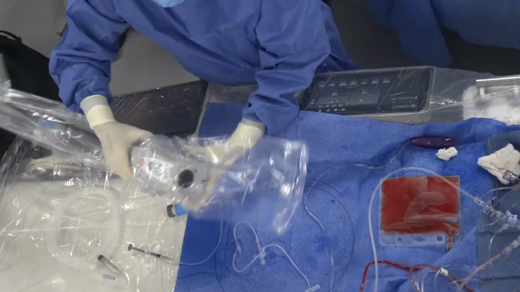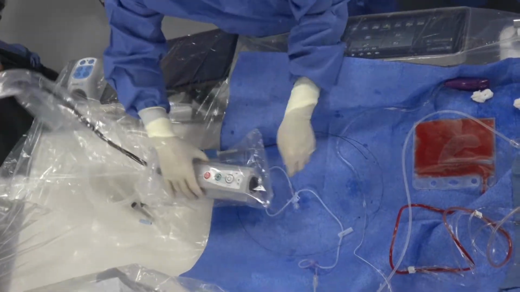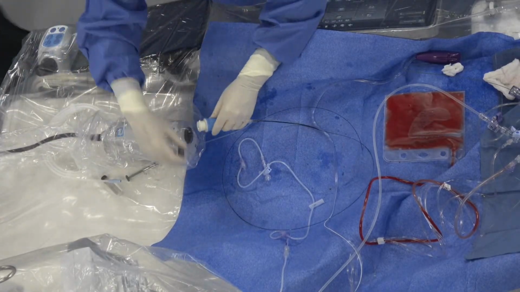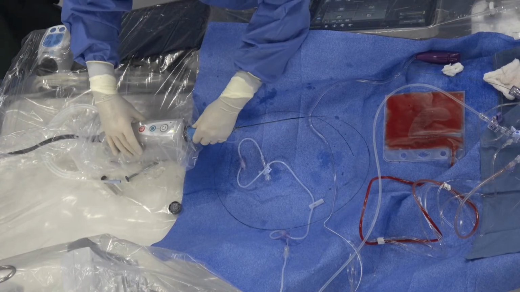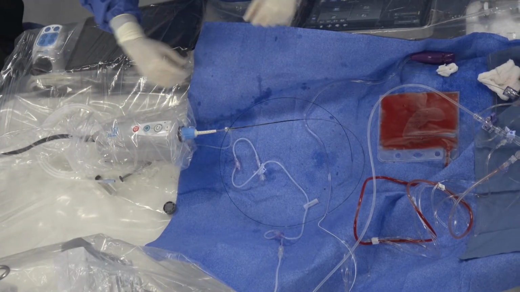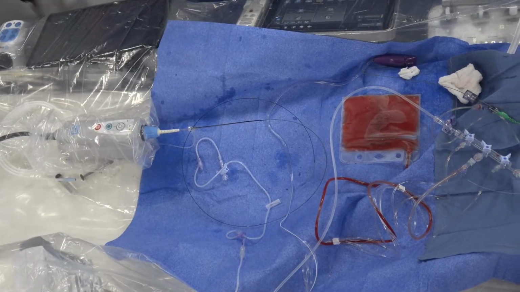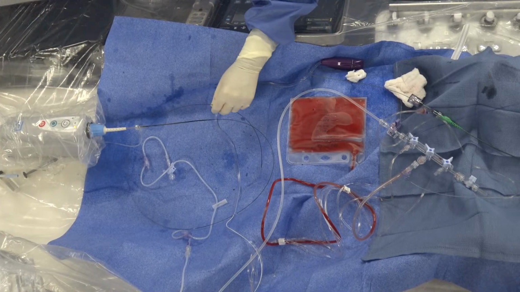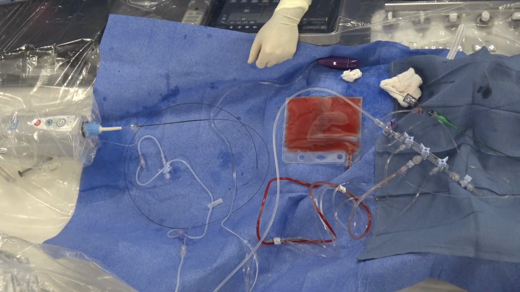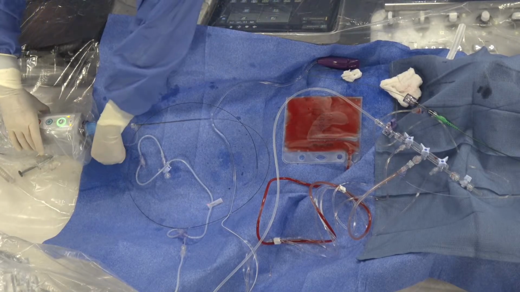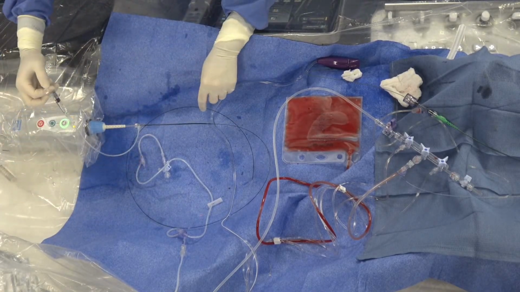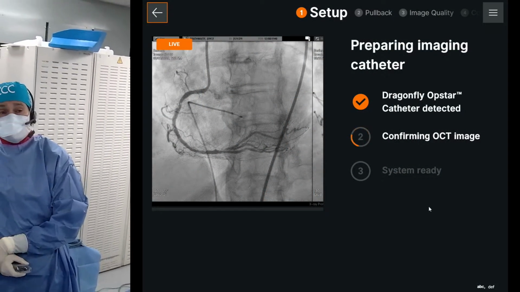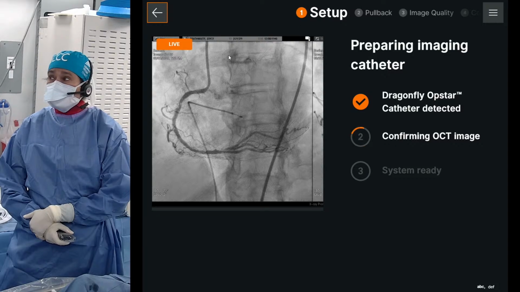And this is the sterile sleeve. So everything is done in a sterile fashion. Now we're going to connect the catheter here. So that's a way to connect the catheter also. Now everything becomes automatic. It will give us a sign that we are ready to go. If you can show the OCT monitor screen, it is now telling us preparing imaging catheter. It gave us a check mark, Dragonfly OptisStar catheter detected. The second one is coming up, which is saying confirming OCT image.